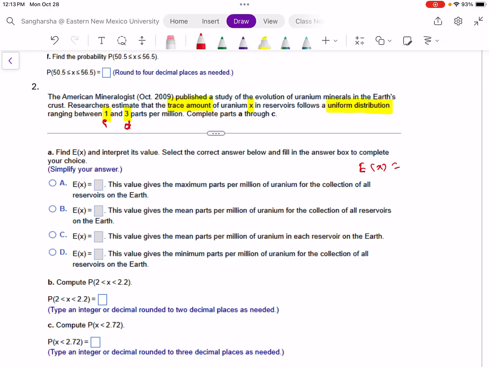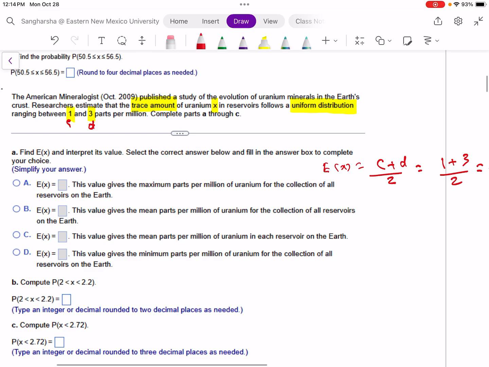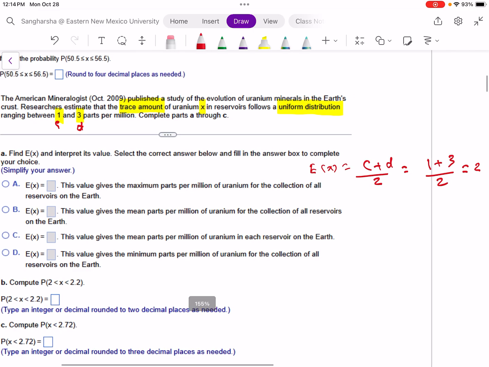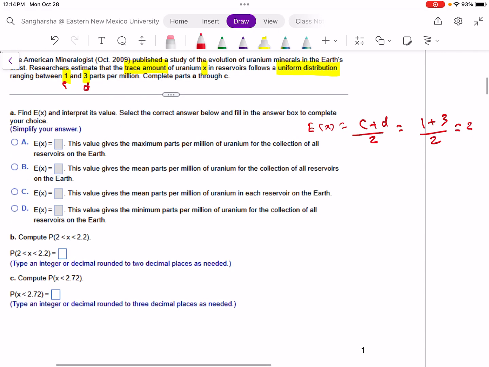Now the formula to find the expected value E of X will be provided to you. Okay, that's the mu, which is C plus D over 2. That's the formula. So C is 1 plus D is 3, divided by 2, and we get 2. So we have expected value equals 2. And you have to find the correct interpretation. Now let's find the correct one.